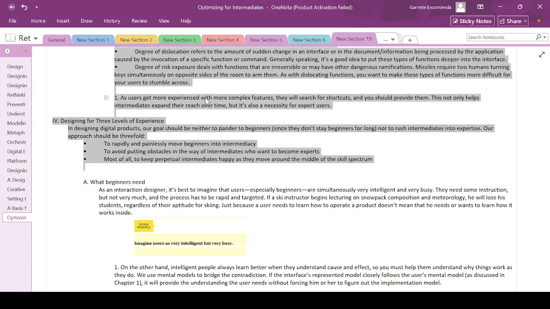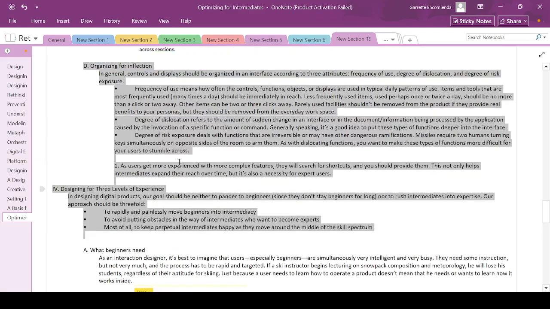So missiles require two humans turning keys simultaneously on opposite sides of the room to arm them, right? So you should do that as well for lever-affecting tools.